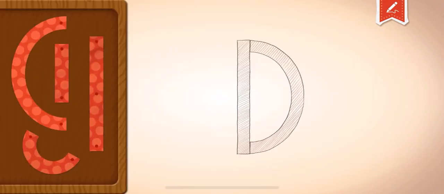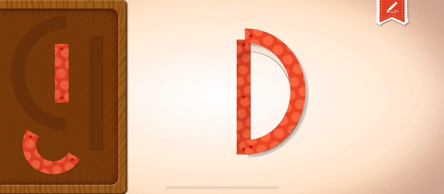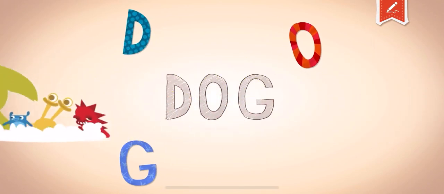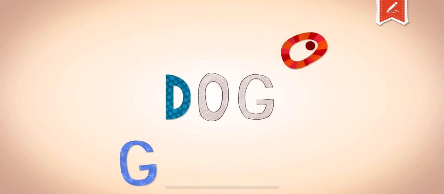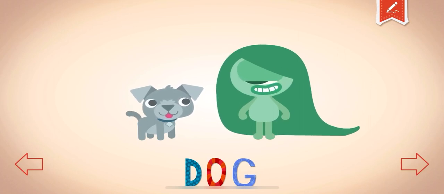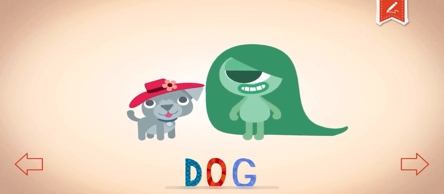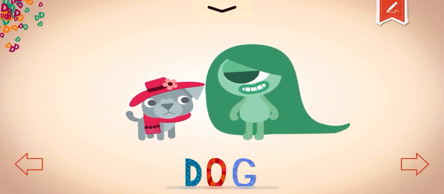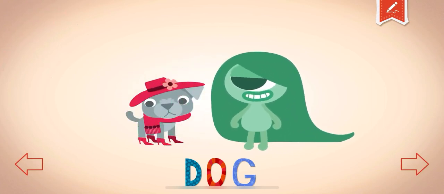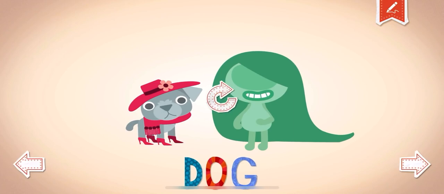D. D is for dog. D. O. G. Dog starts with D.